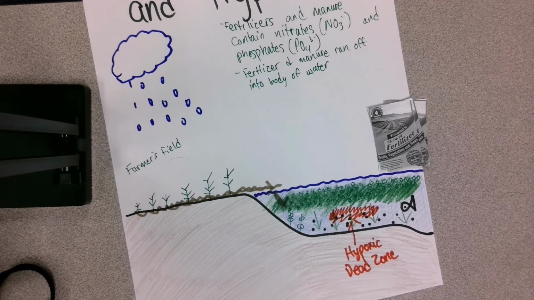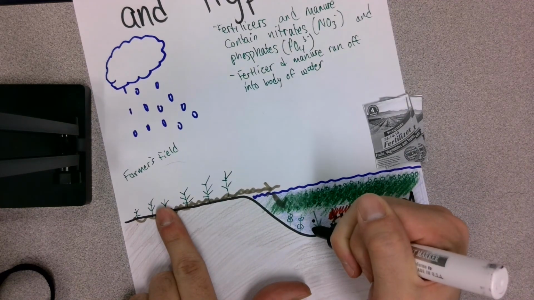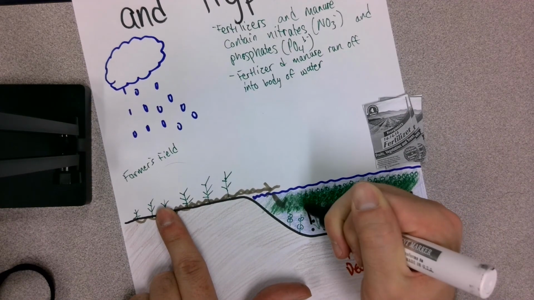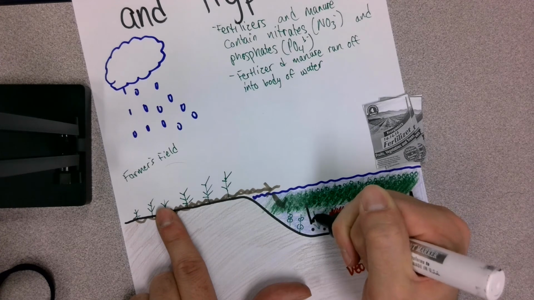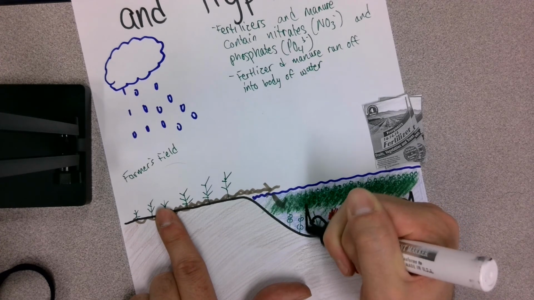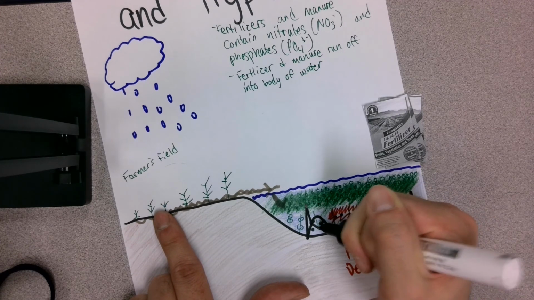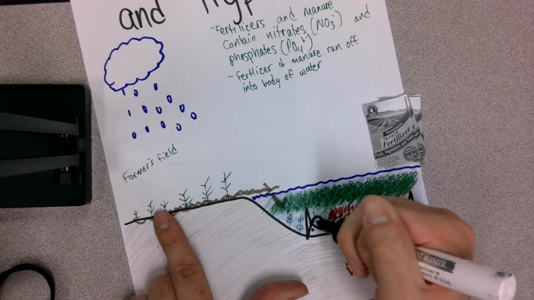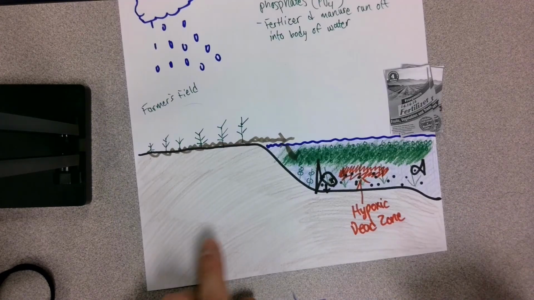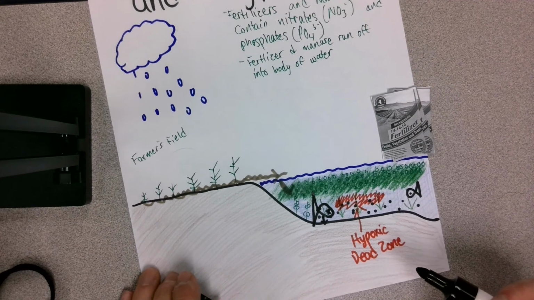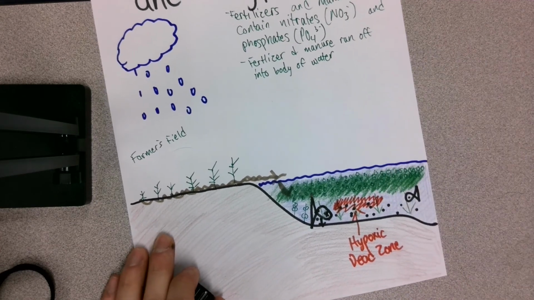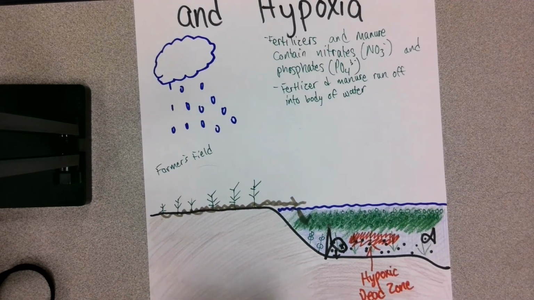Alright, and when the fish swims into the hypoxic dead zone, so let's say there's like a giant fish over here, and again, I'm terrible at drawing, so you're going to have to bear with me. Alright, there's a dead fish here, and then he'll sink to the bottom, because he swam into that hypoxic dead zone. Okay? So again, it started out with the fertilizer in the farmer's field, and also the cows, and it's just very sad. And it usually causes a giant fish kill.